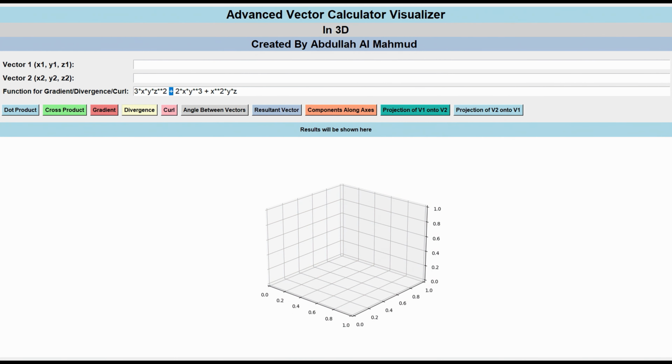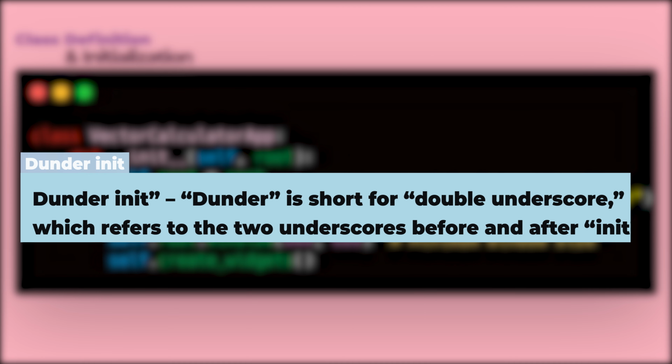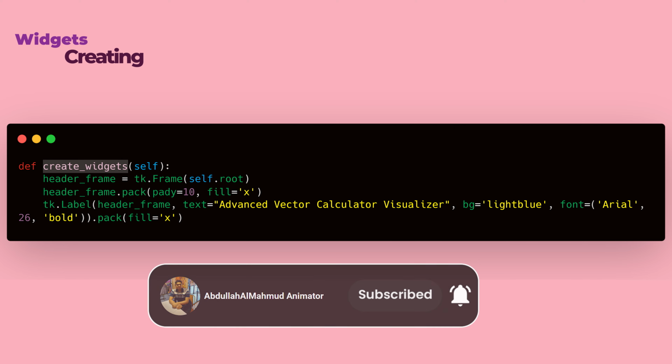Let's talk about __init__. __init__ is the short form for double underscore init, which refers to the two underscores before and after init. We then create various widgets to gather user input and display results. We start by creating a header frame that contains a label for the application title.